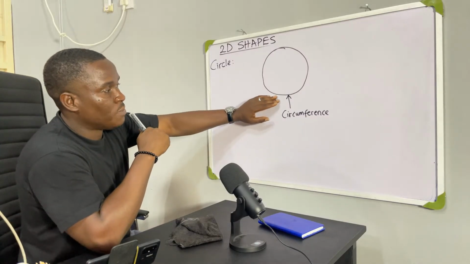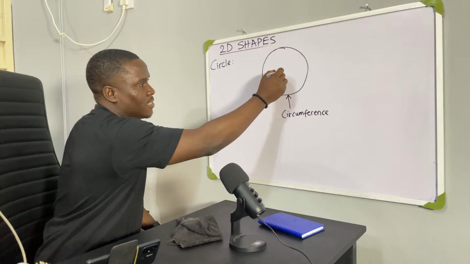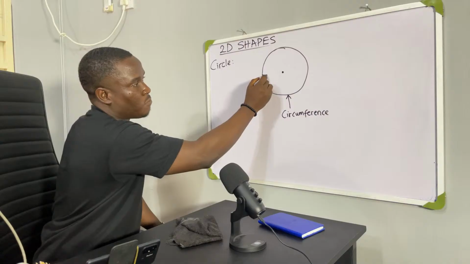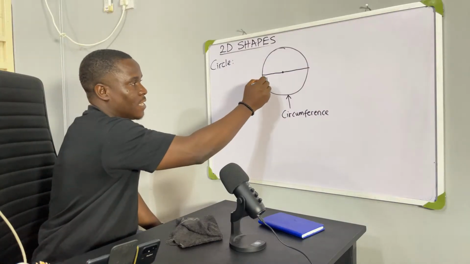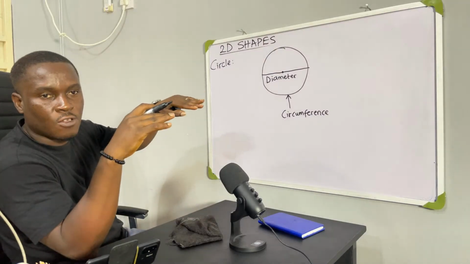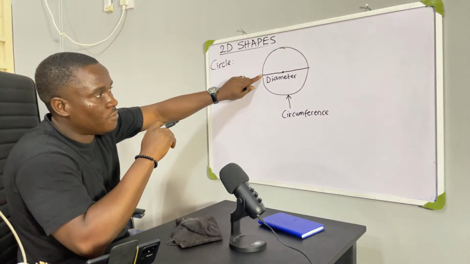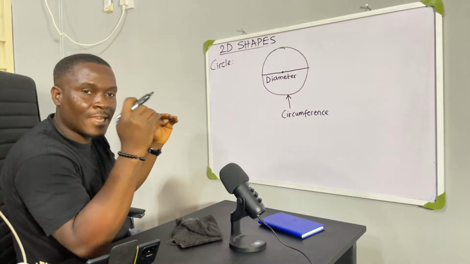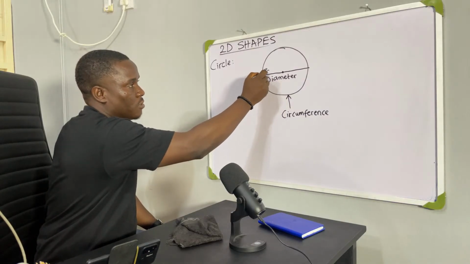So we are going to be calculating the area and the circumference of the circle. Now let's assume that this is the center of the circle. When you draw a line from the circumference passing through the center to the other side of the circumference, that line is the diameter. So the diameter cuts the circle into two equal parts. But half of the diameter is called radius.